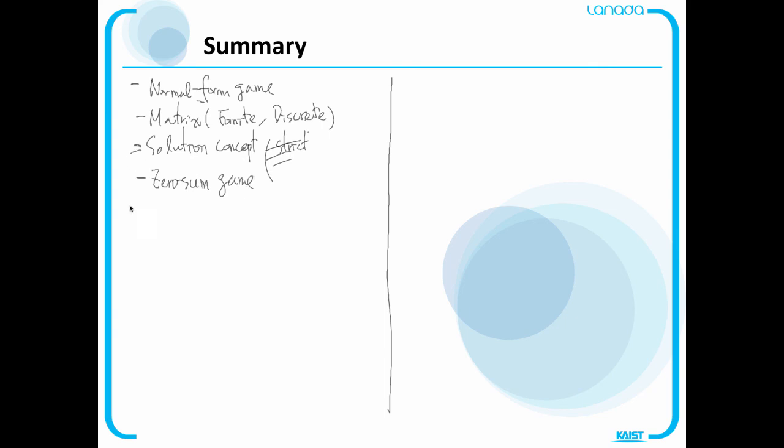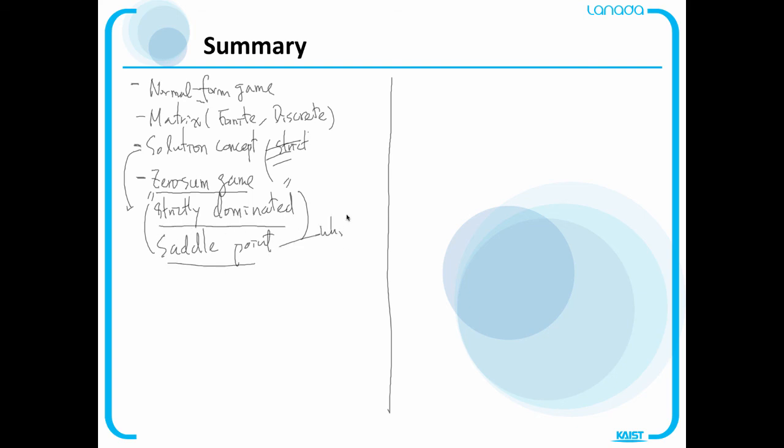And then as solution concepts, we have studied strictly dominated strategies, and also we have seen the saddle point. The saddle point and the strict dominance concept can also be applied to the non-zero sum game. We just talked about the zero sum game for simplicity, but it can be applied to the non-zero sum game. We have seen that, and under what rationale.